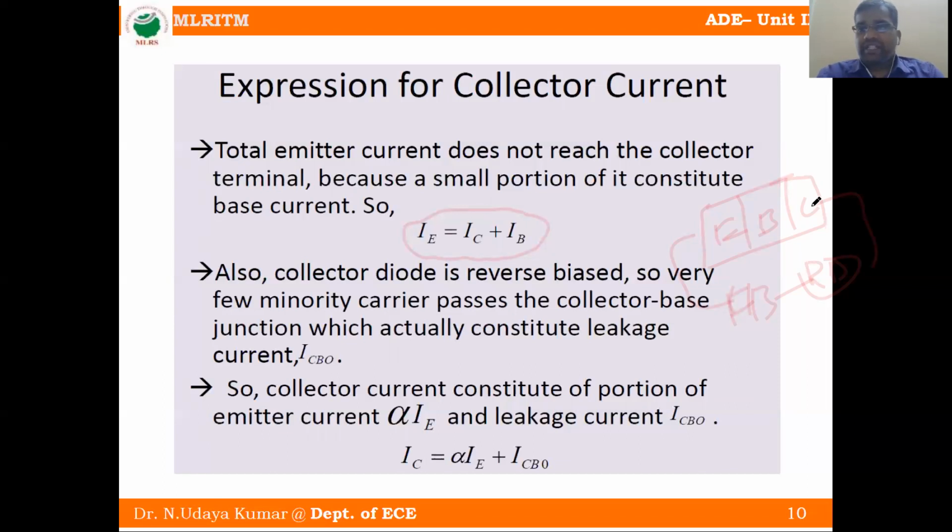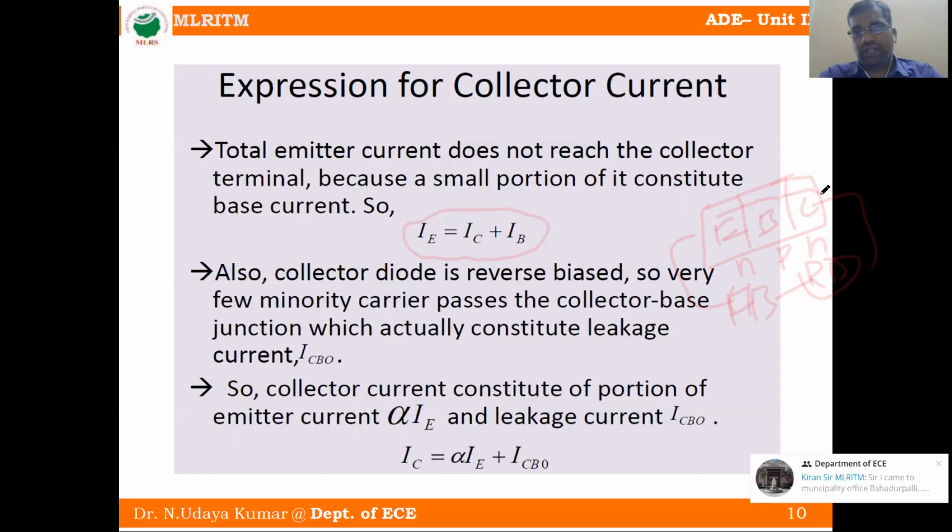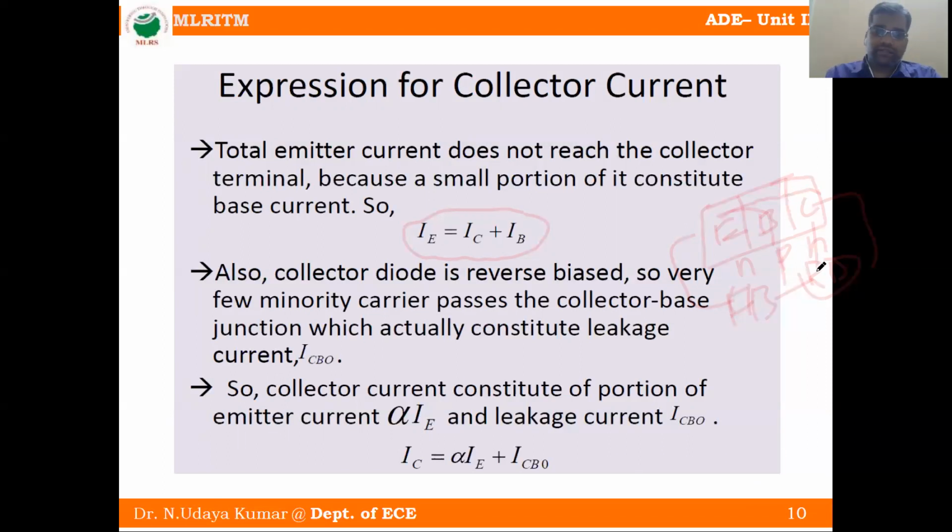Emitter means it emits electrons. For example, this is an NPN transistor. N means electrons, so it emits the electrons, which cross the two junctions and reach the collector. Some electrons recombine with holes in the P region, so that base current exists. So emitter current is equal to this base current plus collector current. The second junction is always reverse biased.